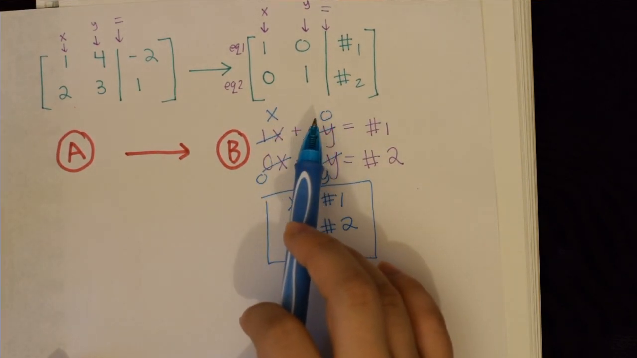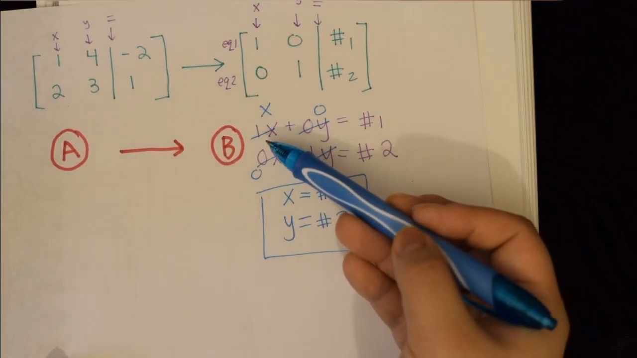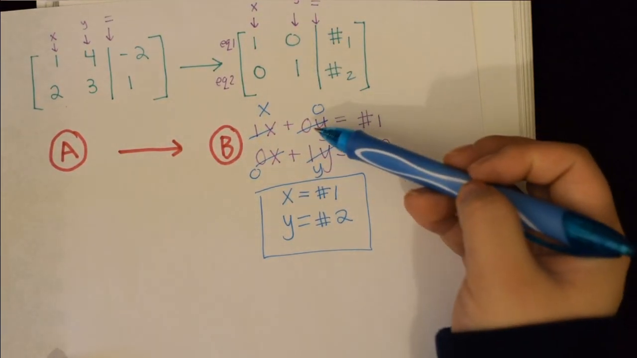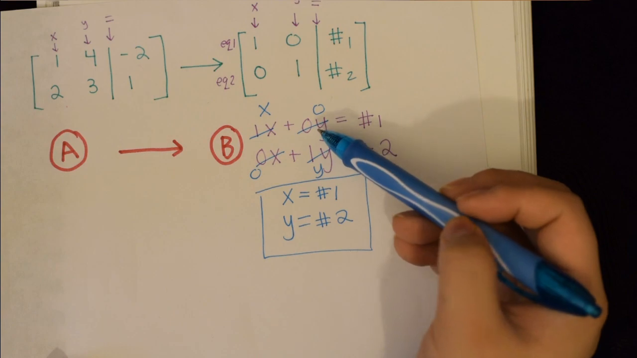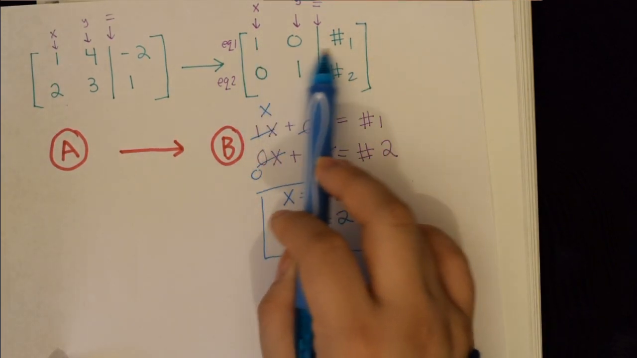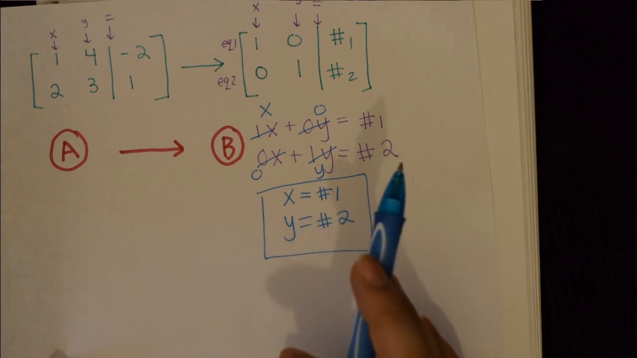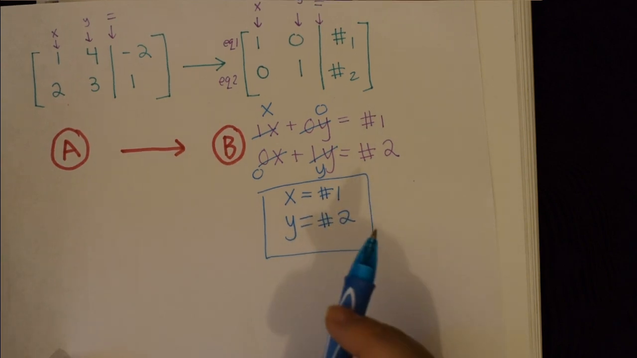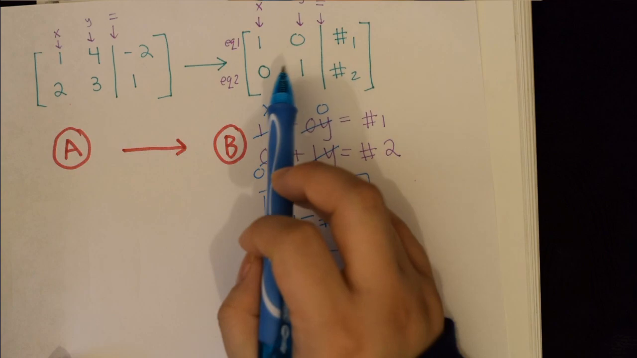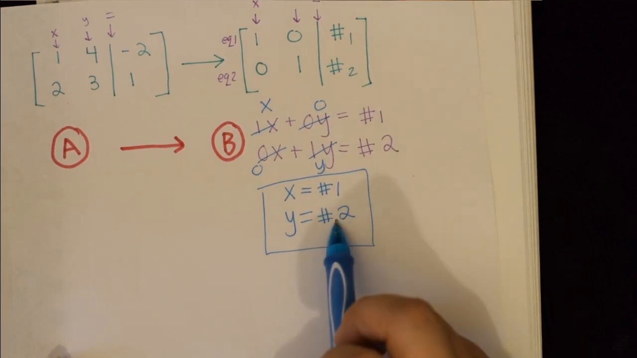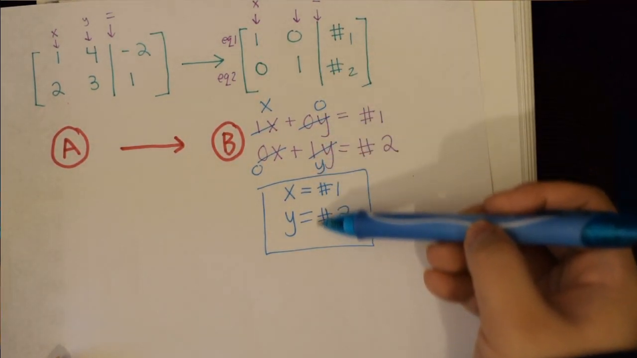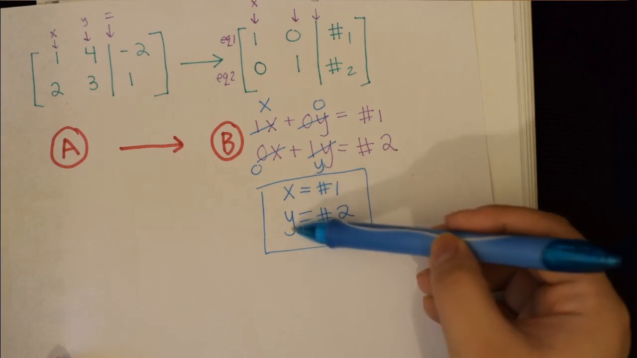And if we simplify that, we know 1x is x and 0y is 0, so that goes away. So this first row is actually x equals number 1, right? And then the second row is y equals number 2. So that's our goal, that's our answer, right?